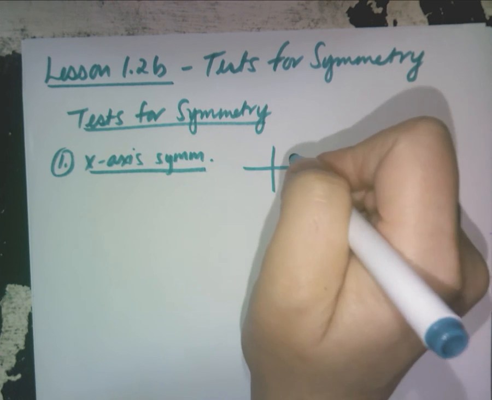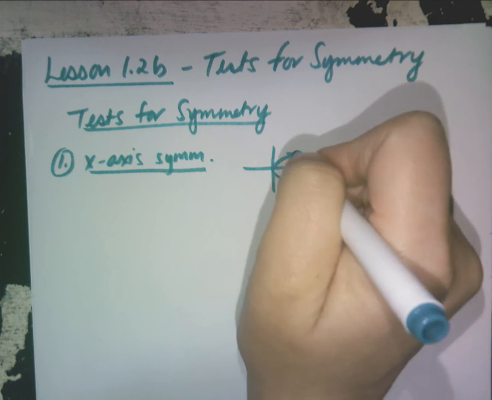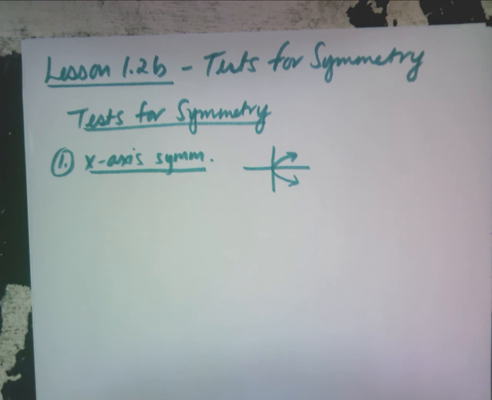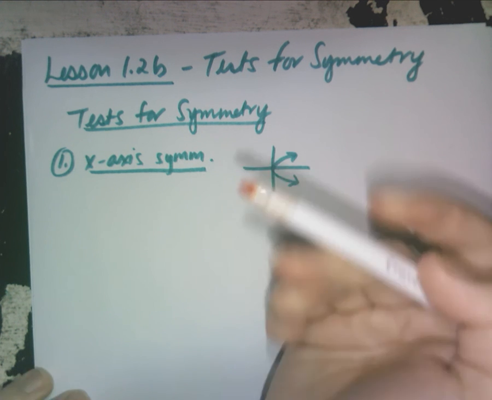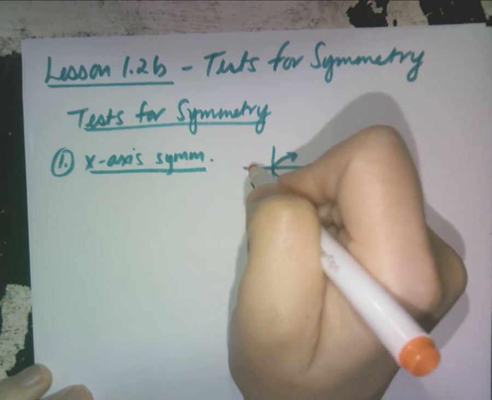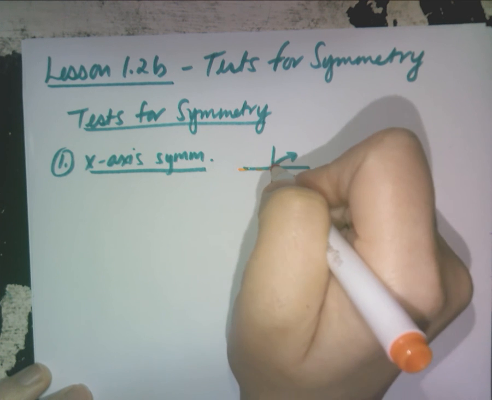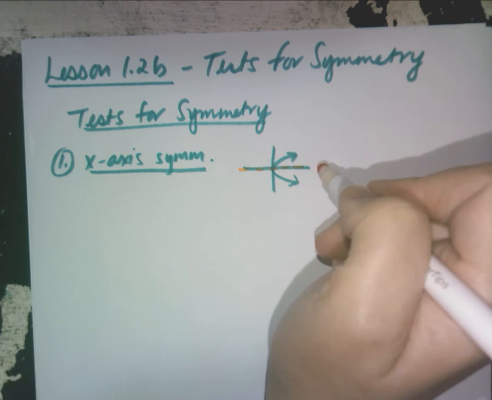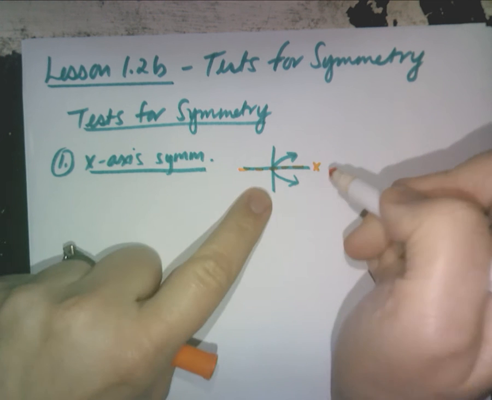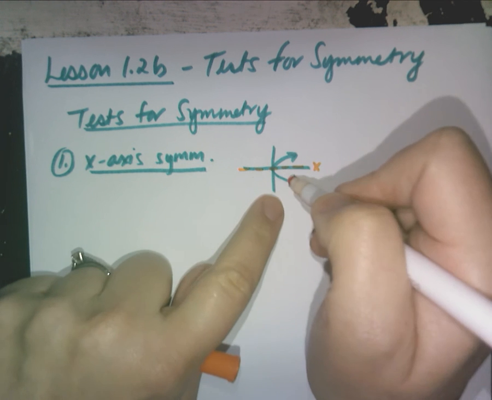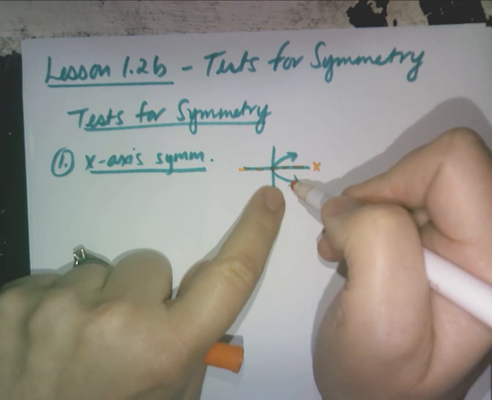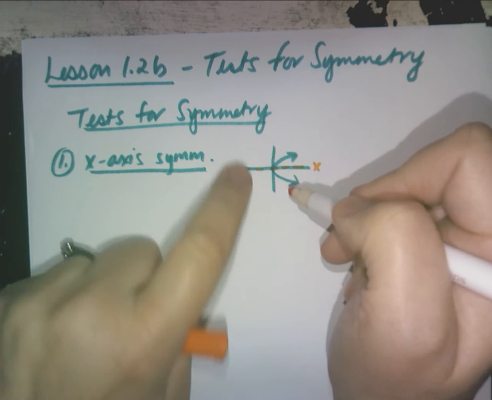So here's a picture of a graph that would have x-axis symmetry. Notice what's happening. It is touching the x-axis. If you fold it over, imagine just folding this picture over this x-axis right here. Does this half look like that half? Does each point look like it would land on each point?